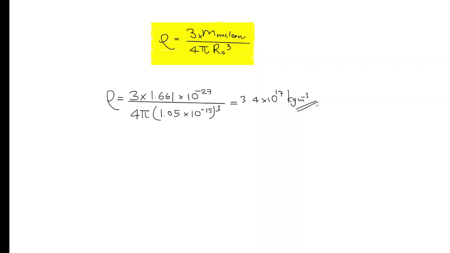So, what's the density of water? Density of water is 1000 kilograms per cubic meter, which is 10 to the power of 3 region. What's the density of iron? Close to 8000, also 10 to the power of 3 region. Density of mercury, 13,600. That's 10 to the power of 4 region. And look at this one.